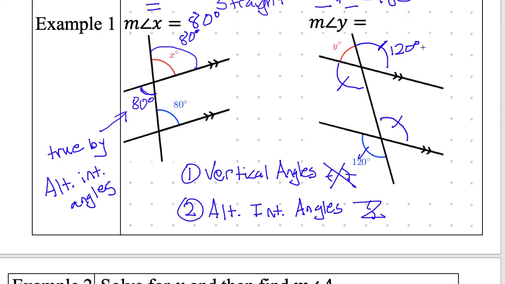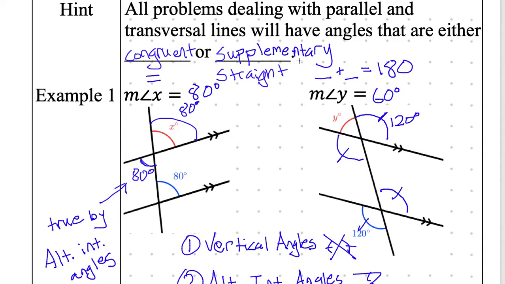This one is 60. How'd you get 60? You're correct. 180 minus 120. Yeah, what are these two angles called? Two angles that add up to 180? They're called supplementary. There it is. Perfect. Good job, Sergio.